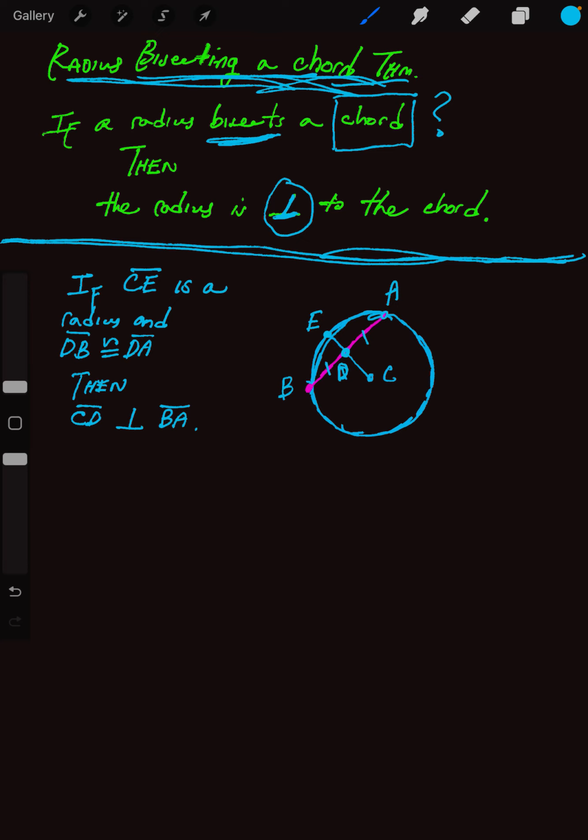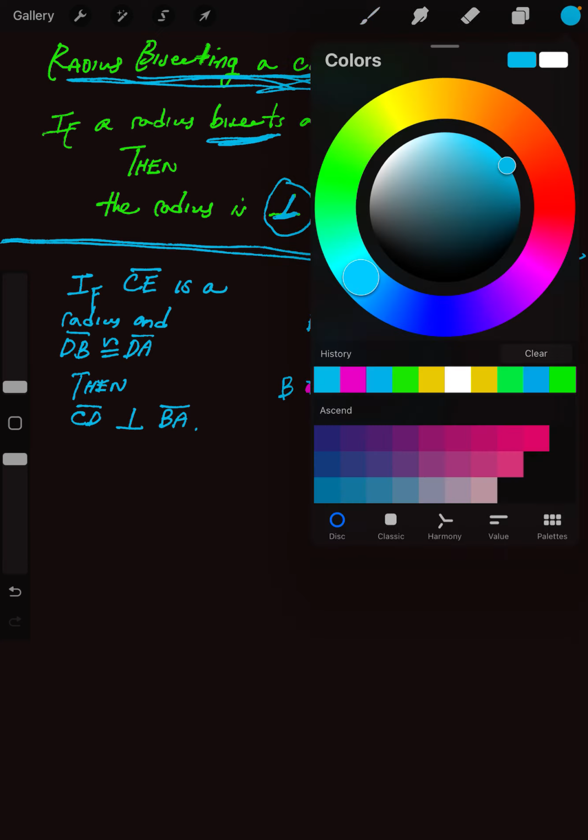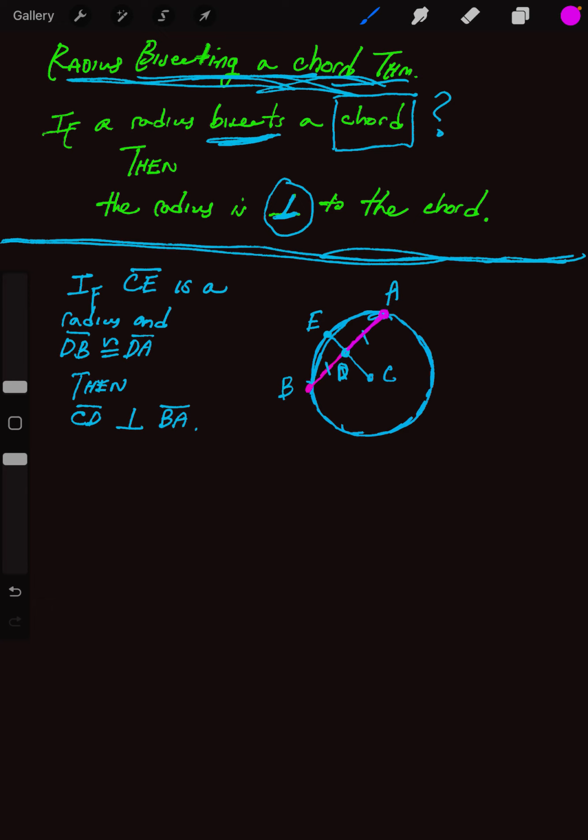Now, what's a chord? A chord is any segment of the circle that goes from one end to the other, right? So this is a chord, for example. This is a chord AB. So it just is the segment joining two points on the circle. So A is a point in the circle, B is a point in the circle, so then this is the chord AB. And again, if I have it where the radius is a radius CE, and the radius bisects the chord, then we know that the radius and the chord are perpendicular to each other.